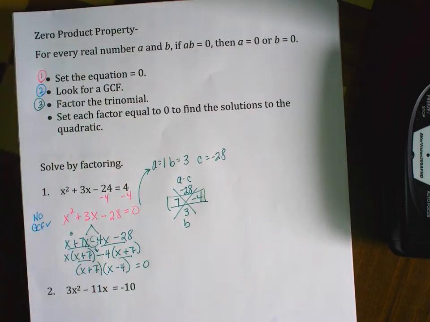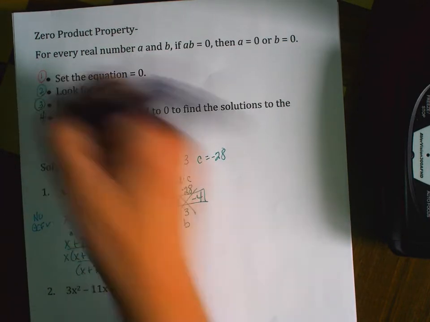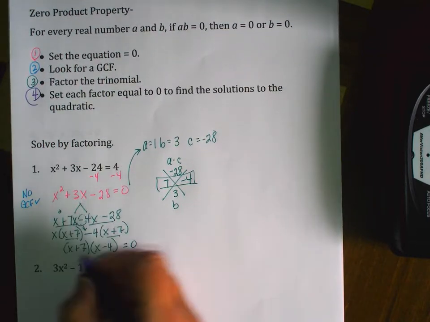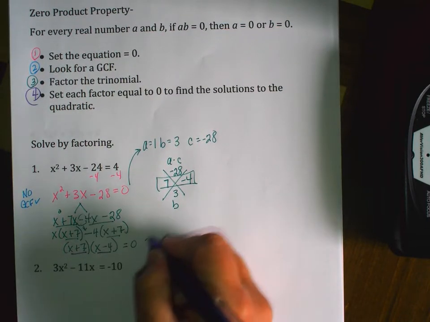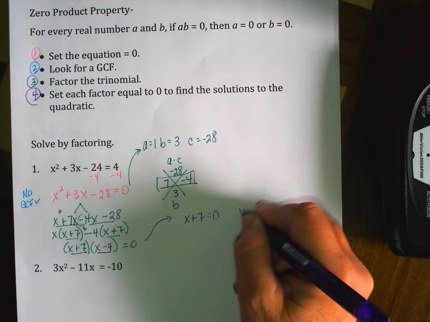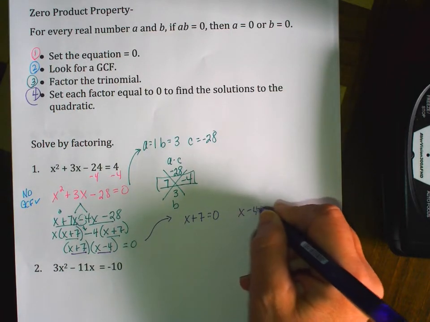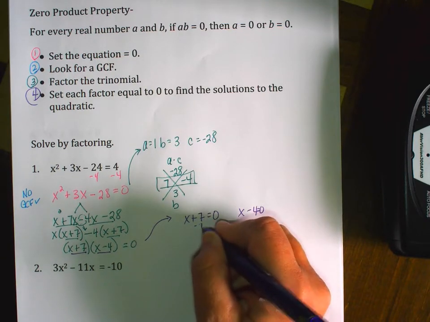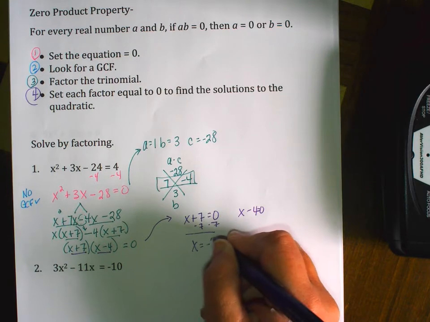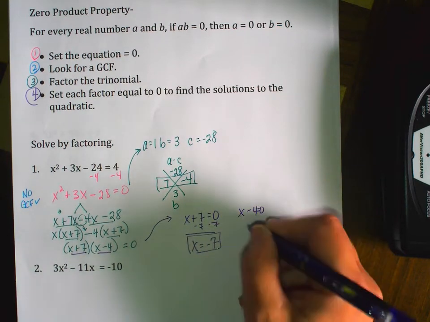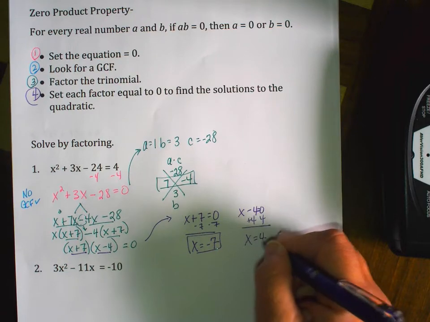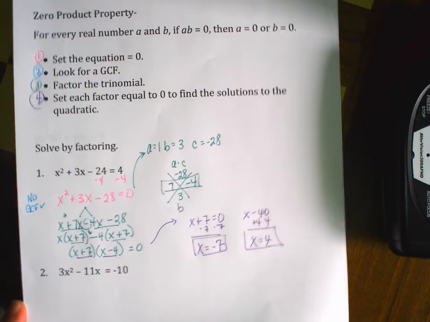And then the way we solve is that we set each factor equal to 0. So I take x plus 7 equals 0 and x minus 4 equals 0. And I solve. Subtract 7 here, and I get x equals negative 7. That's one solution. And if I add 4 here, I get x equals 4. And that's the other solution. And that's how you solve by factoring.